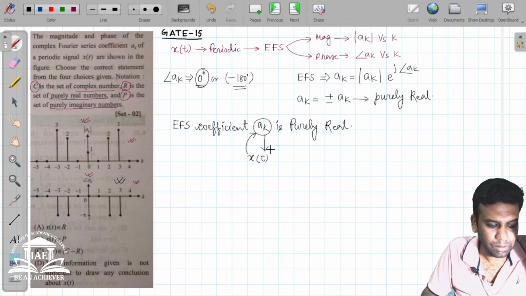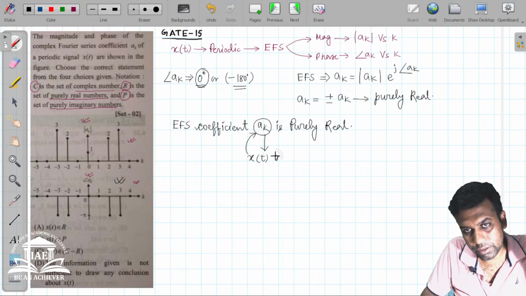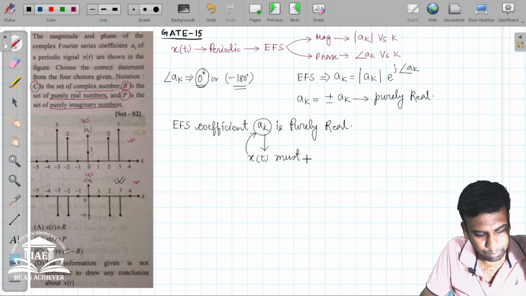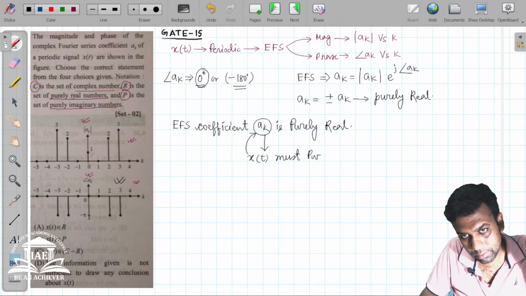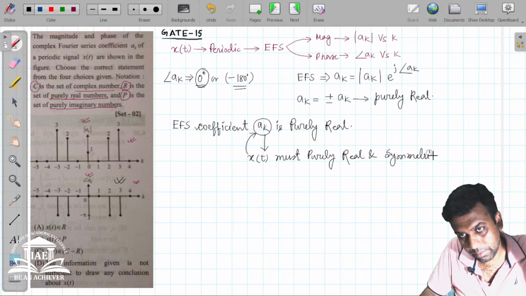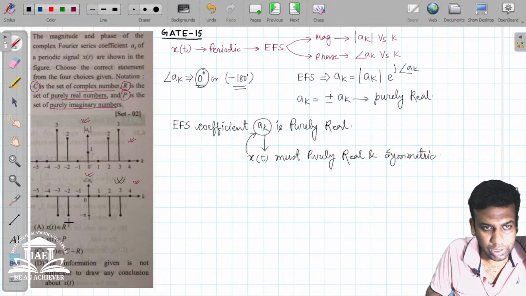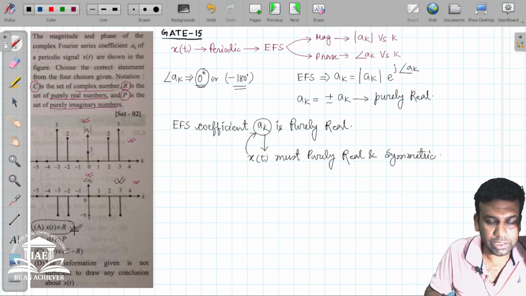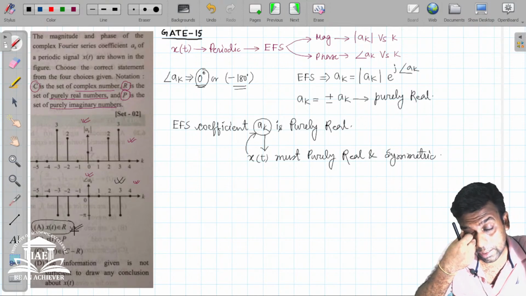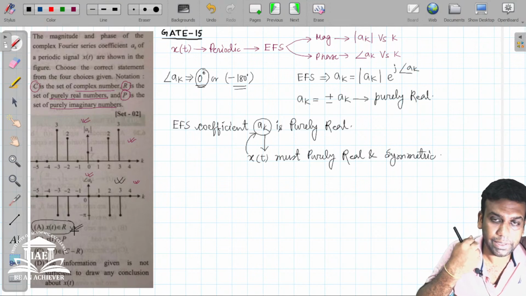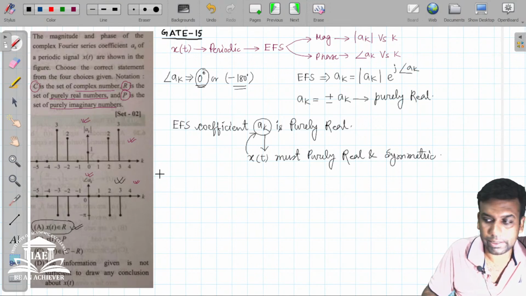so xt must be purely real and symmetric. So that means which option will be correct? Option A is the correct one. It will be purely real, so xt must be inside the real set. So that's why option A will be the correct answer.